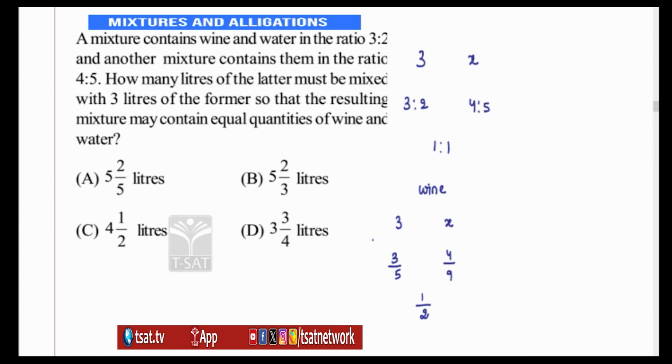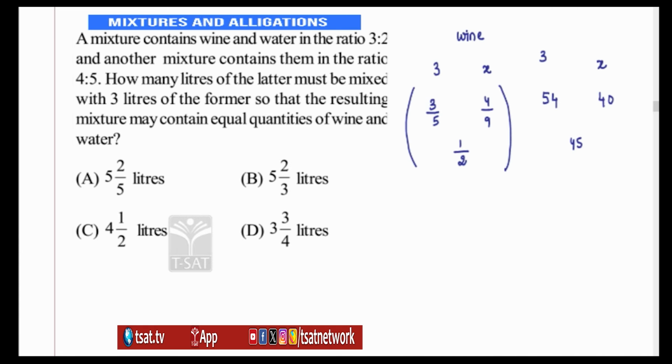Suppose I multiply with 5 into 2 into 9. This becomes, 5 cancels, 18 3s are 54, 9 cancels, 5 2s are 10, so it is 40, and this one is 45. Now 3 and x. The formula says n1 d1, that is 3 into the difference between them, which is 9, equals x into the difference between them, which is 5. So the latter is how many liters? You can say 27 by 5, that's 5 2 by 5 liters.